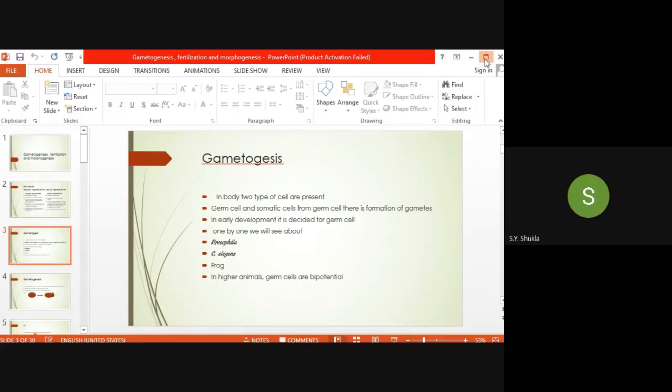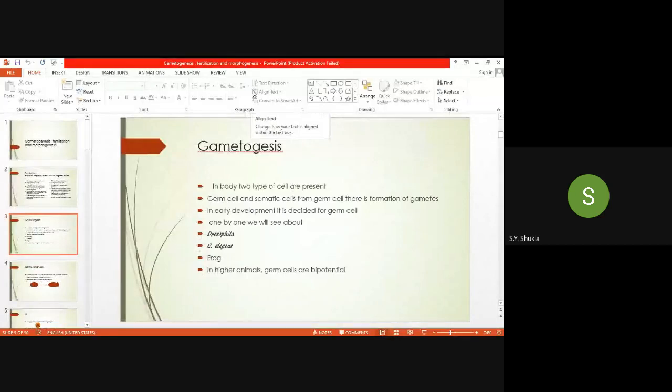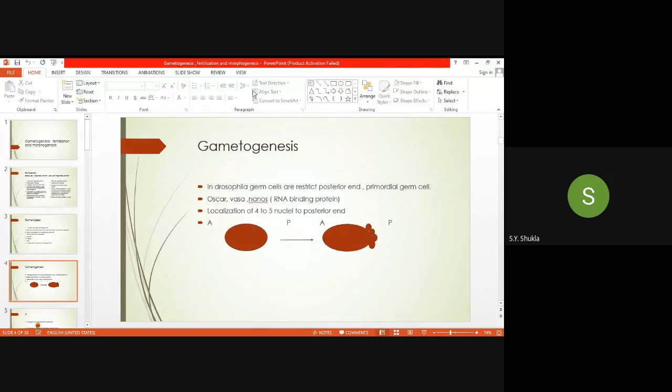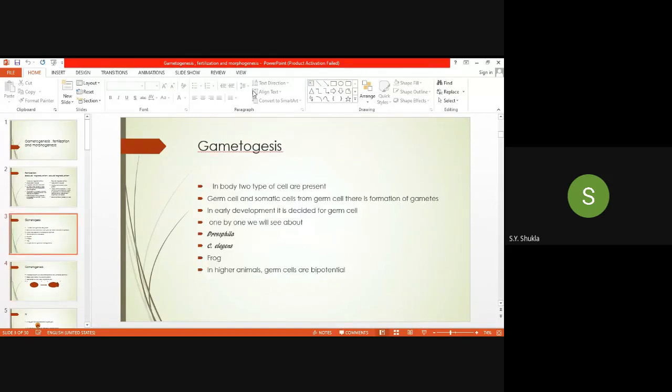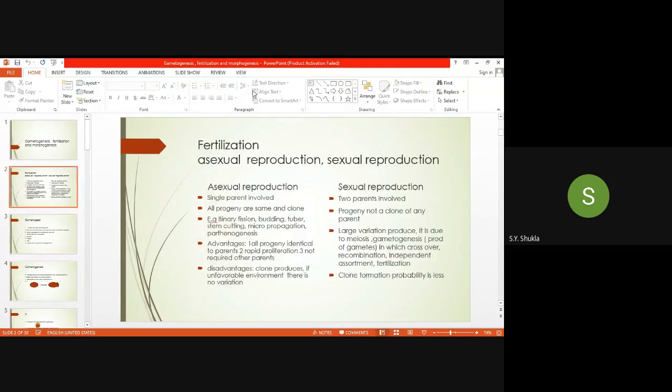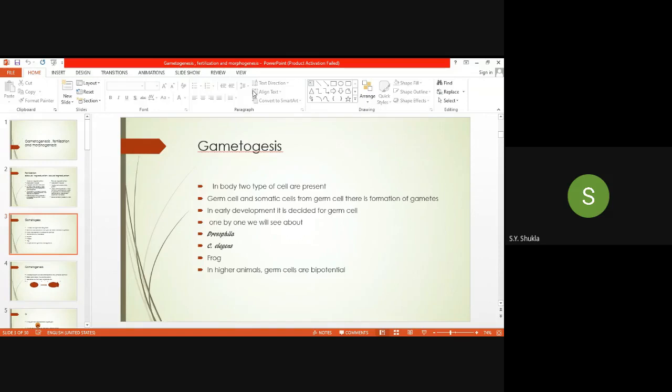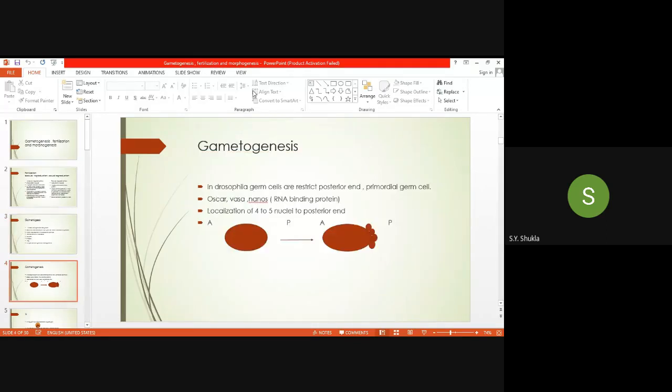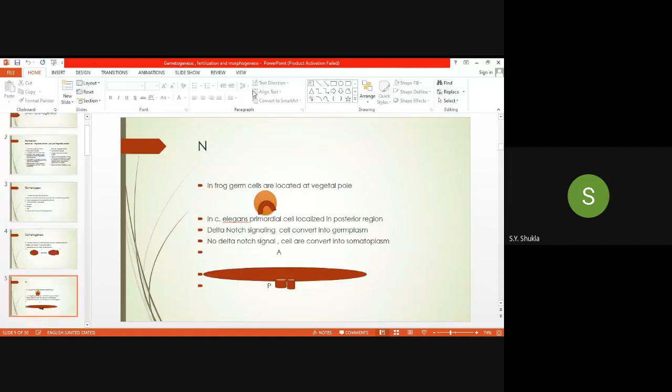Sorry. Today I will just guide all of you on gametogenesis. Gametogenesis is what the revision is. In the body, two types of cells are present: one is the germ cells and the other is somatic cells. From the germ cells there is a formation of two gametes, the male gamete and the female gamete.